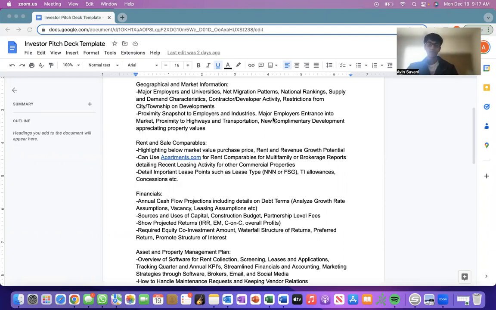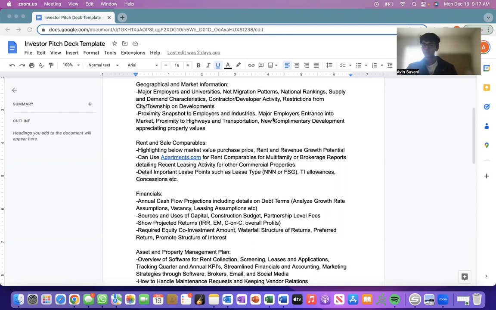Proximity to highways and transportation. That's another great thing. Railway access, and transportation, bus transit access. All of that is really important to provide, because people ultimately aren't just living there to live there, right? They want to move around, they want to go places.